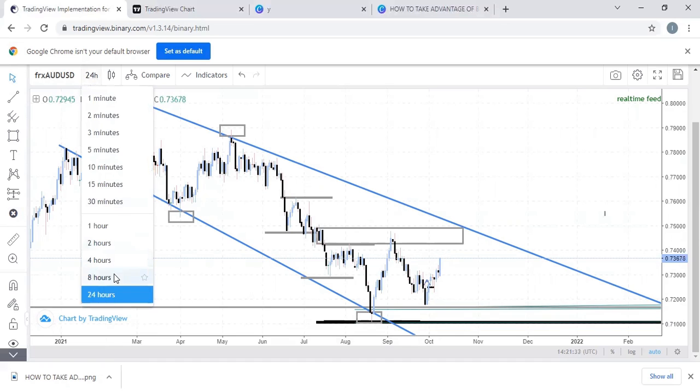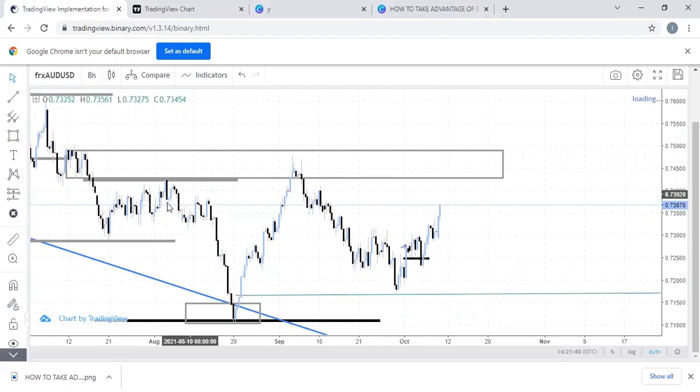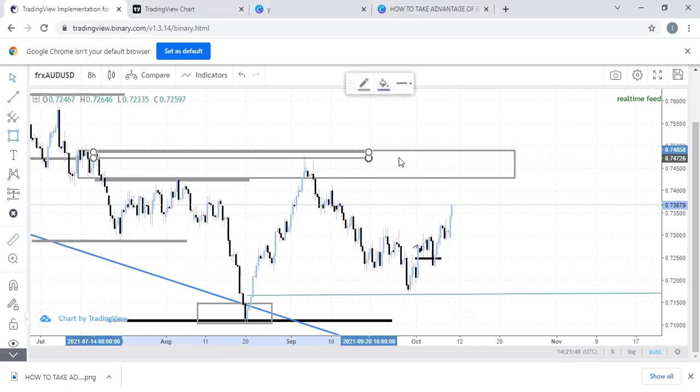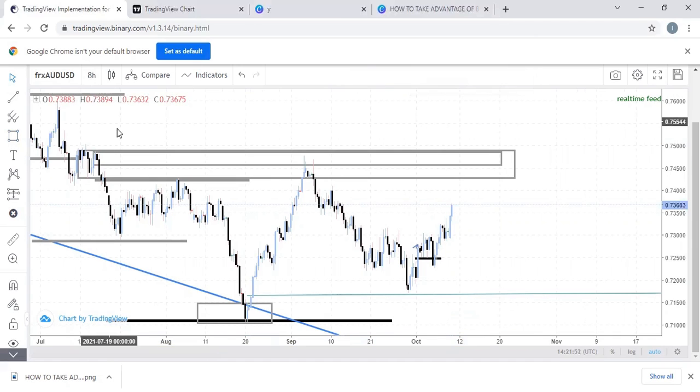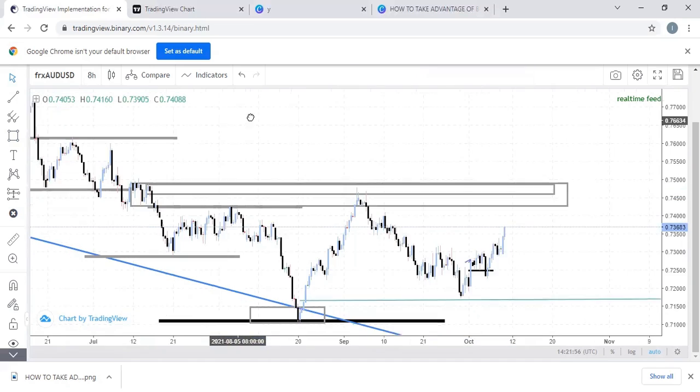Now let's go to our 8 hour. Let's see if you can see the zone on our 8 hour. You can actually see the zone very clearly on your 8 hour. Now, this was the zone on your 8 hour. I know I have talked about refining your entries, right? This was the zone on it.